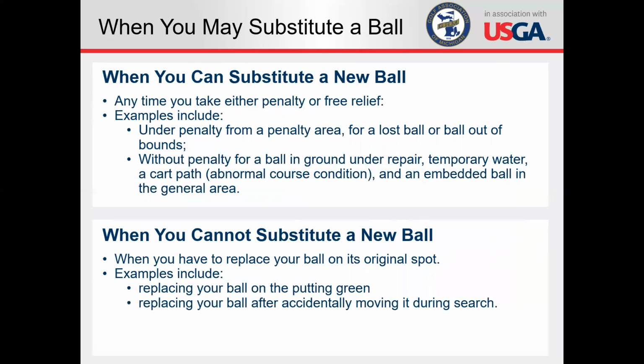So substitution is a little bit different. You're going to be able to substitute a little bit more than you have in the past. So you can substitute a new ball anytime you're taking either penalty or free relief. Okay, with one exception, if you're taking relief from an embedded ball rule on a putting green, you're not able to substitute a ball in that case. But any other time, so if you're taking relief from cart path, you can substitute a ball there. If you're taking relief from penalty area, you can. Those are all areas where you can substitute a new ball.